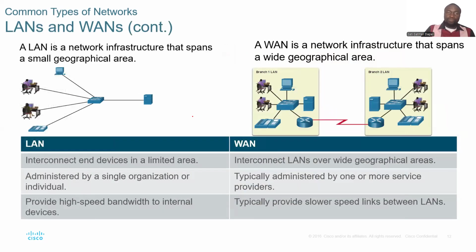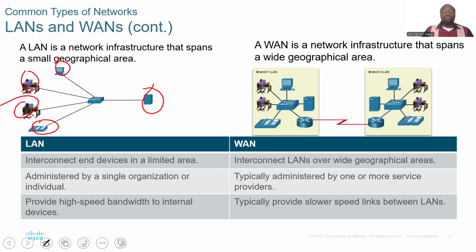Good. Then, a LAN is a network infrastructure that spans a small geographical area, while a WAN is a network infrastructure that spans a wide geographical area. So a LAN interconnects end devices within a limited area. This is an end device, this is an end device, and that is it. But a WAN interconnects LANs over a wide area. You could see that this is a WAN, so it interconnects this border router with this one. So that is the setup of the WAN.